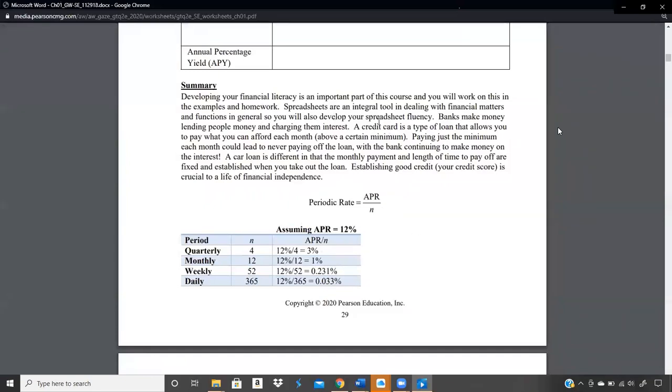In this problem, they talk about beforehand how a credit card is a type of loan that allows you to pay what you can afford each month above a certain minimum. There is a minimum payment for all credit cards. That is a legally binding statement because you have to eventually pay off the credit card. Now, how long it takes is up to the credit card company. Most of them have a formula set up so you'd pay it off in 5 years, but there's also some that have it set up so you'd pay off in 10 years.